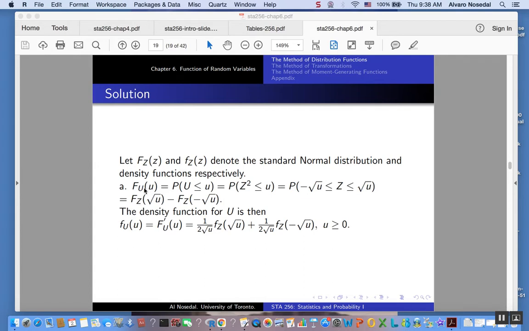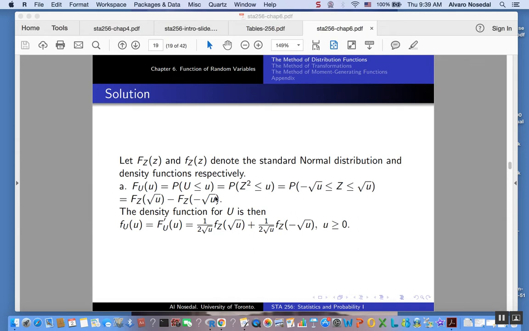Again, note how we are trying to express the CDF of u in terms of the CDF of z, because we have information about the original random variable. We know that z has a normal distribution in this case, so we're trying to exploit that information. Okay, now, what we have established here is that the CDF of u equals the CDF of z evaluated at the square root of u minus the CDF of z evaluated at negative square root of u.